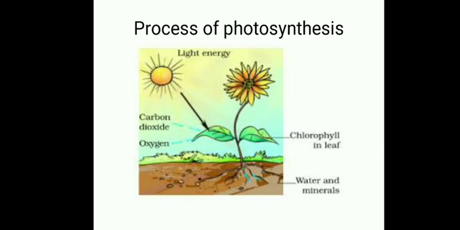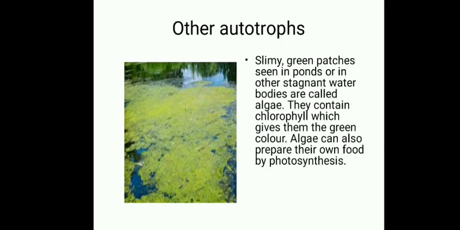This is the only process where oxygen is released, because in most processes what we see is that oxygen is used up. For example, in respiration or burning, oxygen is used up, but in this process oxygen is released. The oxygen that we breathe and all the organisms breathe is basically the result of photosynthesis. If there is no photosynthesis, all the oxygen will be used up and there will be no oxygen left. So carbohydrates and oxygen, these are two things that are produced during photosynthesis.